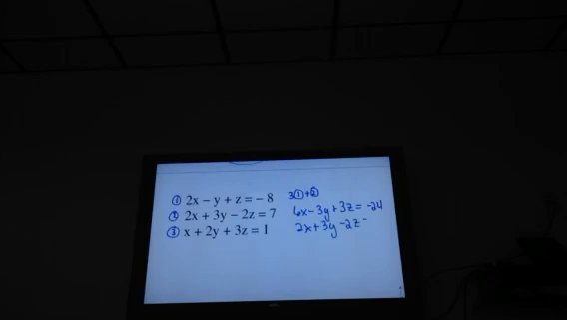Then I'm not changing that at all. And where more work comes in is you got to change both of them. So I add, and I get 8x, my y's cancel just as I planned, plus 1z equals a negative 17.